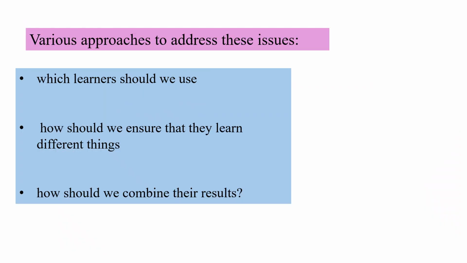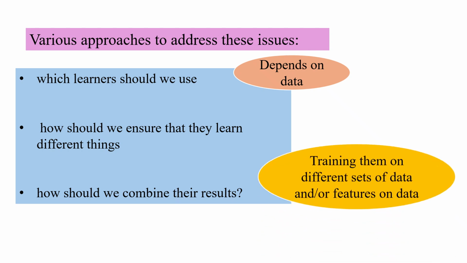So there can be various approaches to address these issues. In fact, the different algorithms work differently and that is how they differ actually. So which learners to use? This would depend very much on the data. You could use nearest neighbors, you could use decision trees, and even other classifiers.